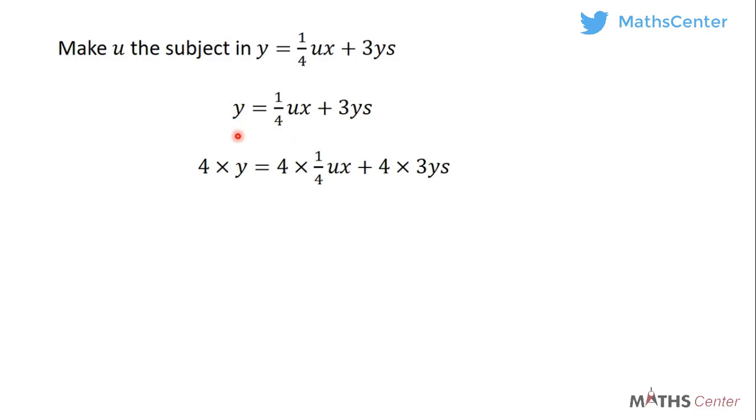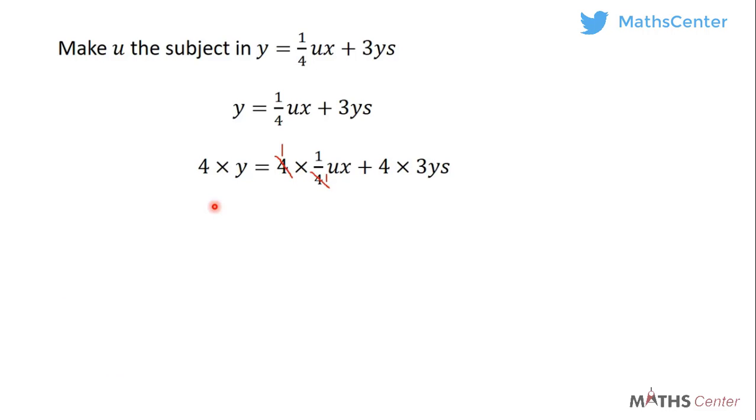We will multiply y, which is the first term, by 4. We will multiply 1 over 4 ux, which is the second term, by 4. And we multiply 3yx, which is the third term, by 4. From here, we do our cancellation. We know from fractions that 4 here can cancel 4 here. So 4 will cancel itself once, and cancel 4 here once.